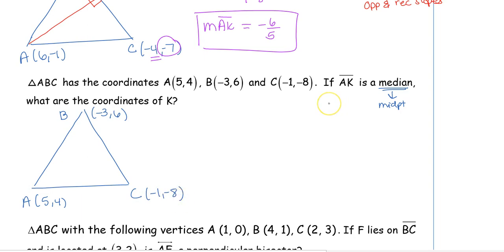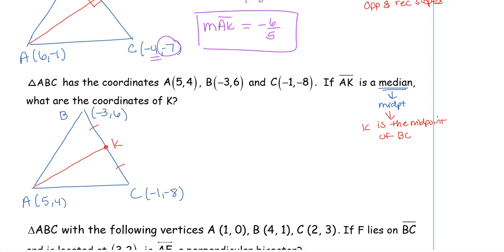AK this time is going to be a median. And a median is going to create from the vertex to the midpoint of the opposite side. So if it's the midpoint, I know those two segments are going to be congruent. So since it's a median, K is the midpoint of BC.